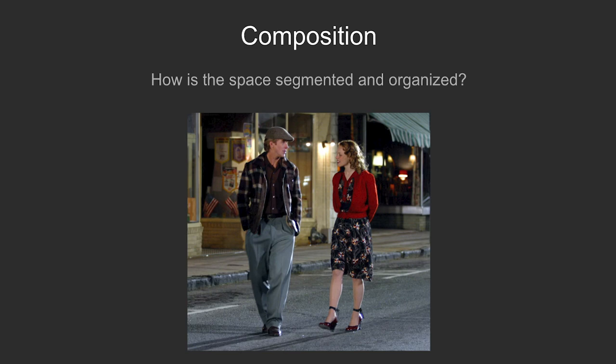Moving on to the composition. When analyzing the composition, we question how the image is organized. In this image, we can understand that there is a binary composition since there's two characters, and there's a vertical sense because the characters are looking towards each other.